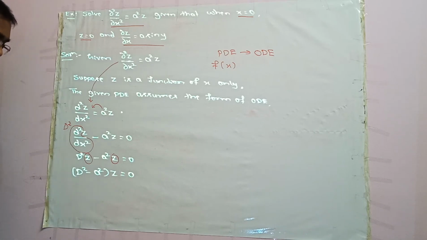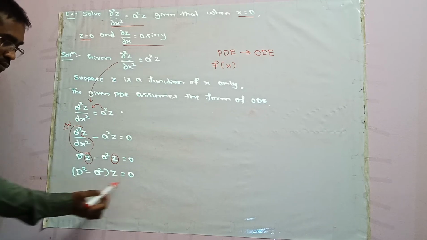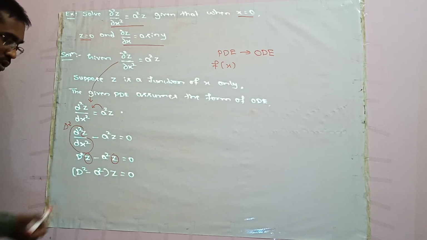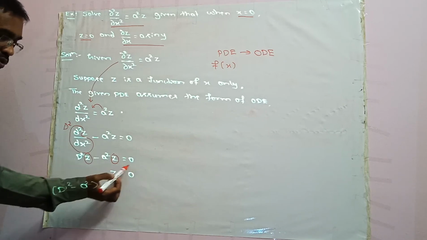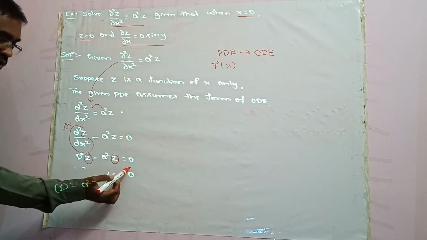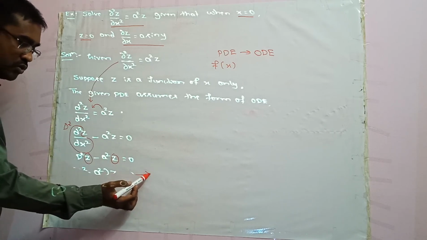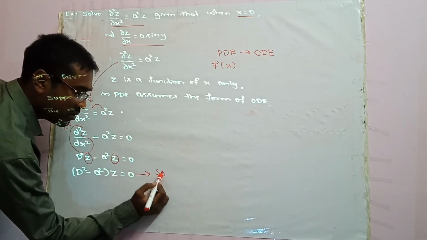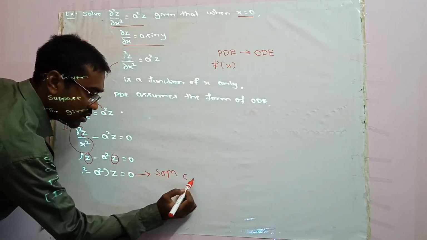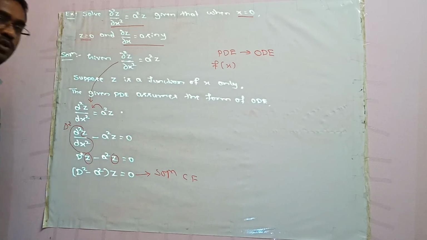Now let us simplify this. We need to solve this ODE, which is homogeneous because the RHS is 0. When you have RHS 0, its solution is just the CF.